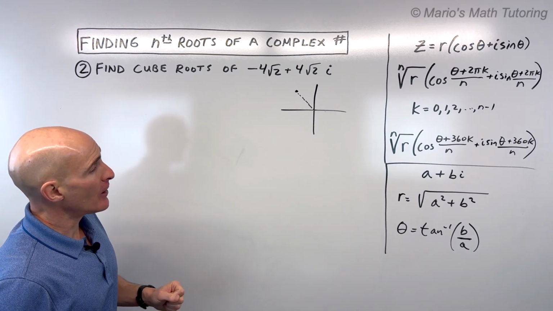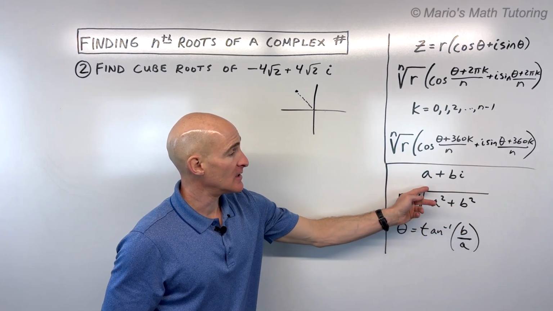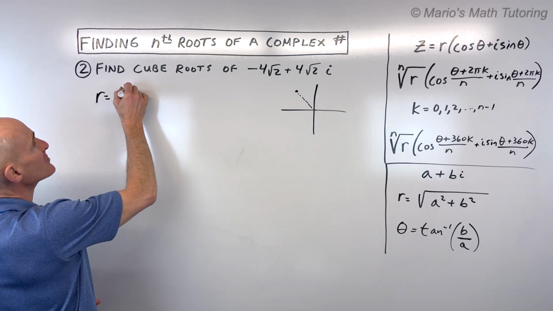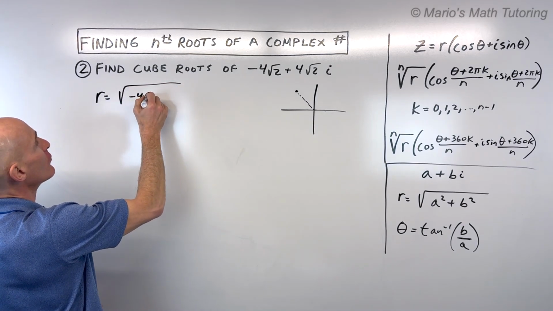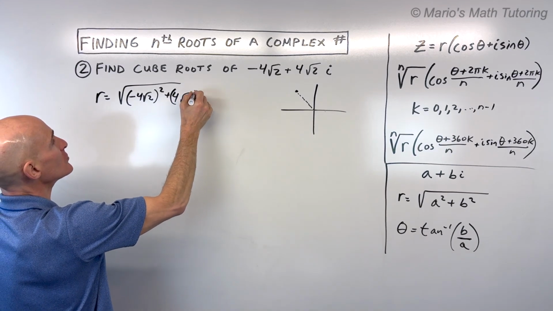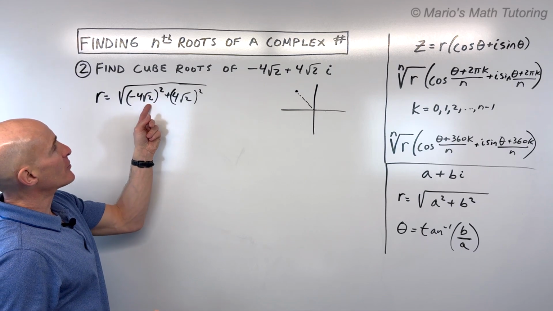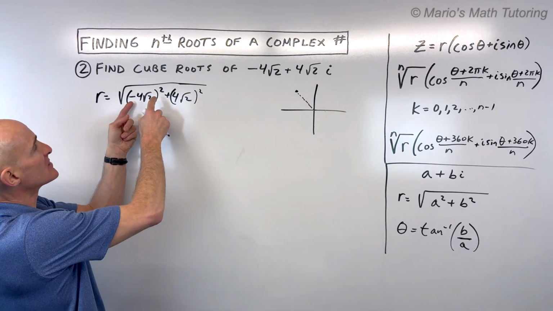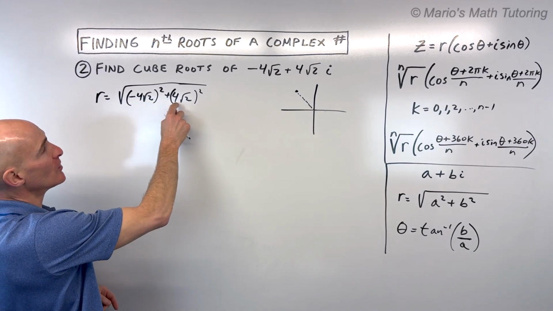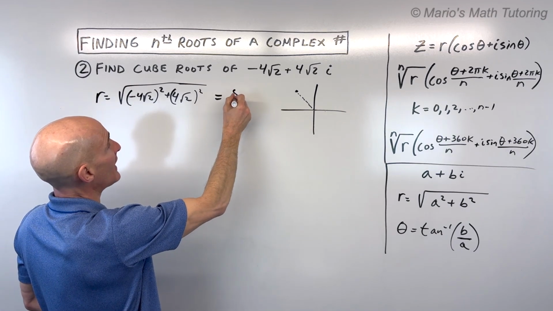But to find the r value, we can use this formula, the square root of a squared plus b squared. In this case, r equals the square root of negative 4 root 2 squared plus positive 4 root 2 squared. That's our a and our b. If we do this, we're going to get 32 plus 32. Negative 4 squared is 16. Square root of 2 squared is 2. 16 times 2 is 32. Same thing here, that's going to be 32. That's 64. Square root of 64 is equal to 8.